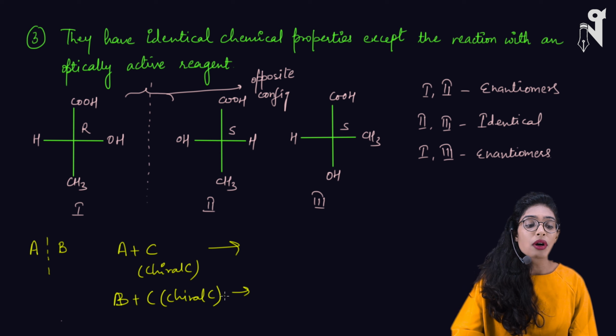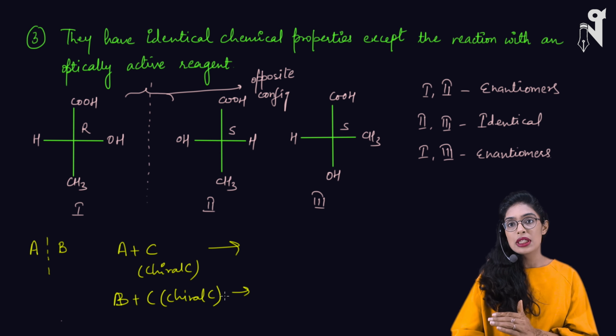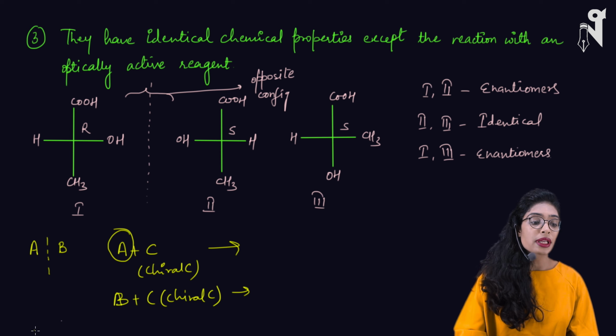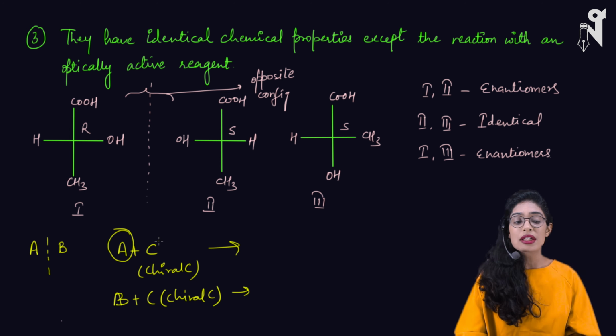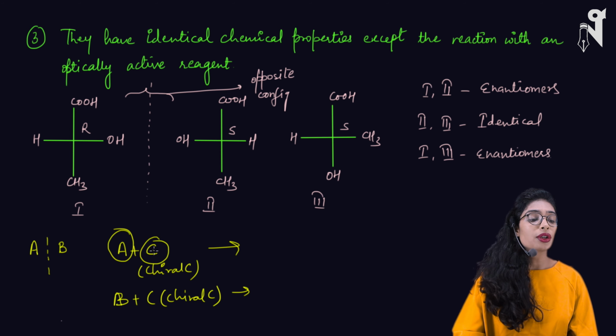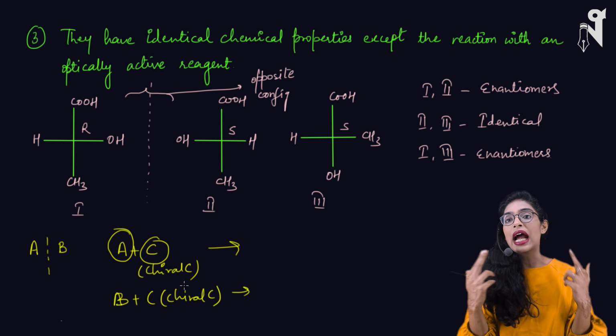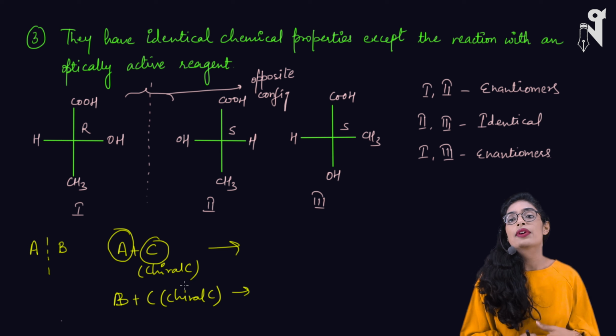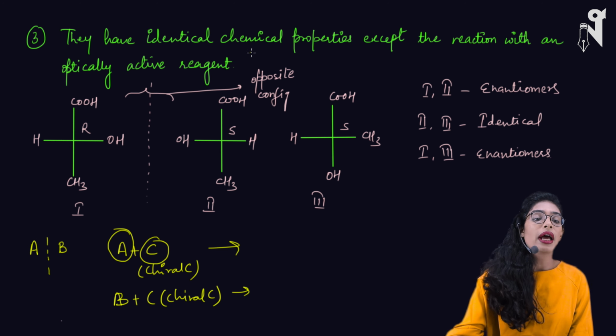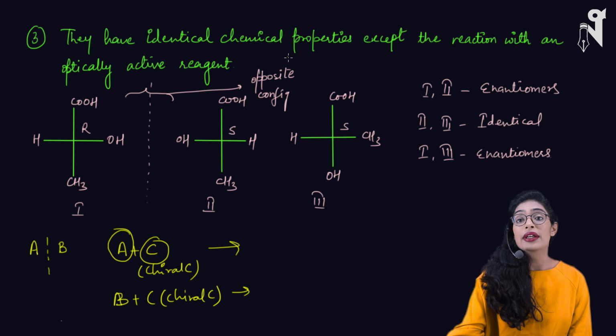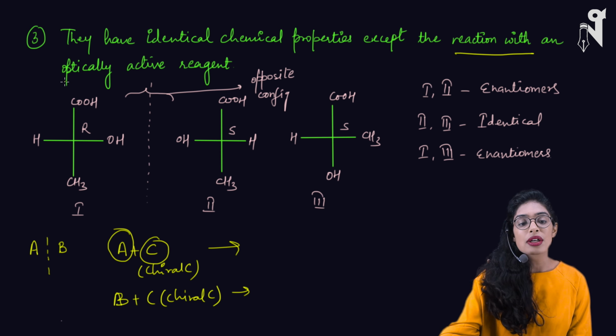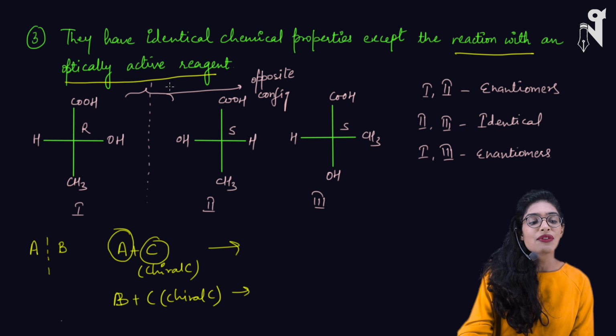So the reaction products you'll get when A reacts with C and when B reacts with C will be different. So basically, A and B themselves should be optically active, and your other compound should also be optically active. If two optically active compounds react, then you will figure out the difference in the chemical reaction. So you can have identical chemical properties in most cases, except where the reaction is going to be with an optically active reagent.